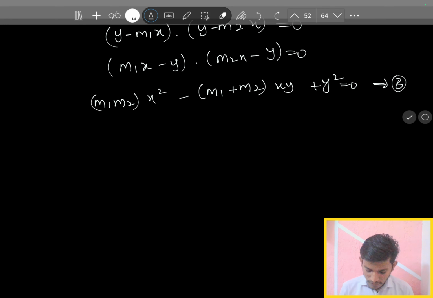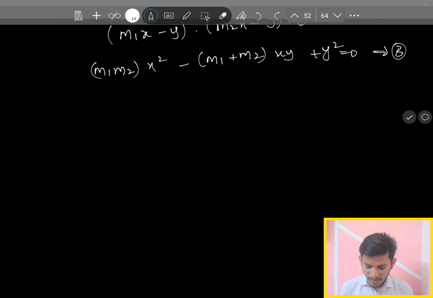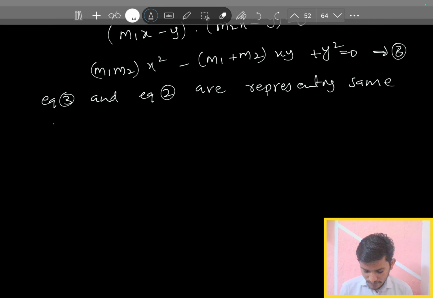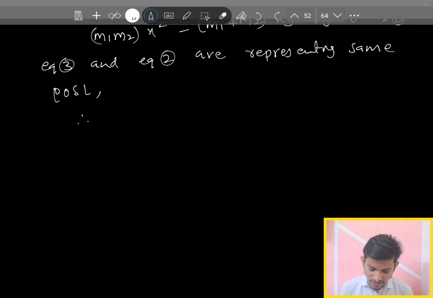Equation number 3 and equation number 2 are representing the same pair of straight lines, right? Therefore I can write that their coefficients are proportional to each other.